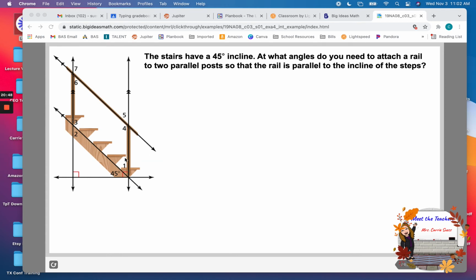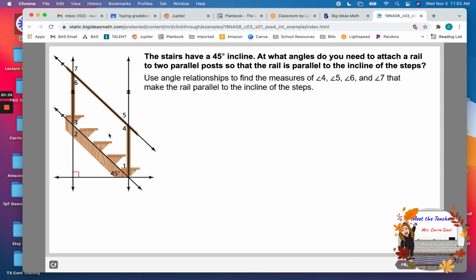So at what angles do we need to attach the rail to 2 parallel posts so the rail is parallel? All right, so we need to find the measurement of angles 4, 5, 6, 3, and 2. Does anybody remember the name of this angle? That's a 45-degree angle. It's a right angle, but what was the word? Complementary. Right, complementary. So that means this angle right here and angle 1 add up together to 90, right?